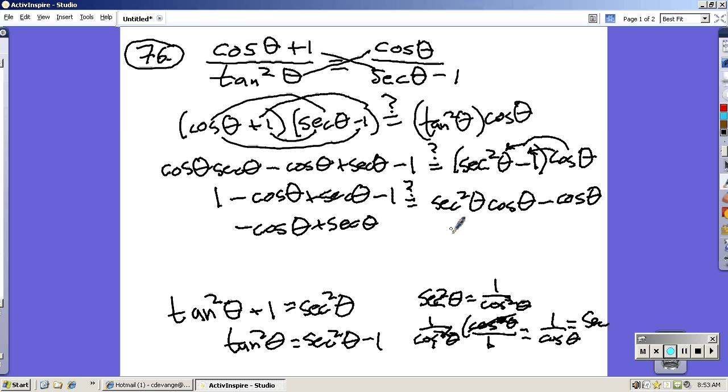So notice what I end up with here then is this cosine cancels out with one of the cosines that's the bottom of this. And so this becomes secant theta minus cosine theta, and those are equal to each other. You could get that here different ways as well. You could take this side and split it up into cosine over secant minus cosine over 1 or something like that, and try and work to get it to here. I think this is a pretty efficient way.